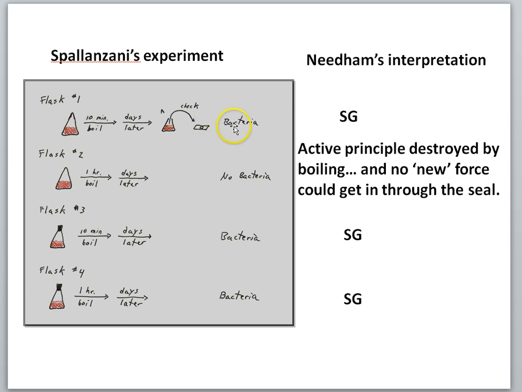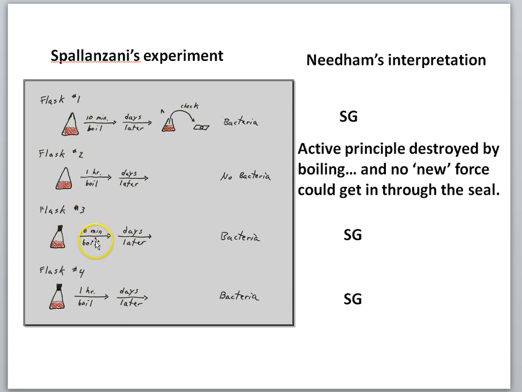So for flask number 1, Needham is going to argue, well, this result is consistent with spontaneous generation. After all, you might be boiling here for 10 minutes, but that 10-minute boil was not enough to destroy all the vital force there, and so you could get spontaneous generation inside the flask. For flask number 2, the reason why you get no bacteria is because the 1-hour boil did destroy the vital force in the air in this vessel, and so it could not mix with the broth to trigger spontaneous generation. So no bacteria in flask number 2, but Needham has his own explanation for that.